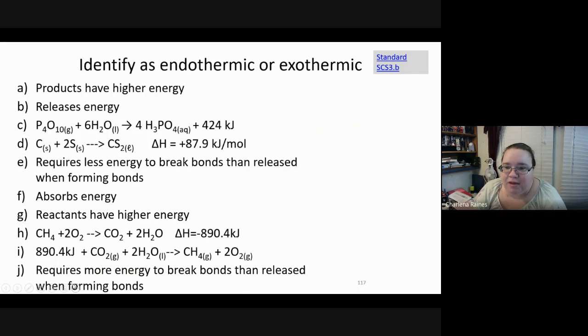So take a moment, pause the video, and see if you can identify each of these descriptions as being endothermic or exothermic, and then come back and see how you did.